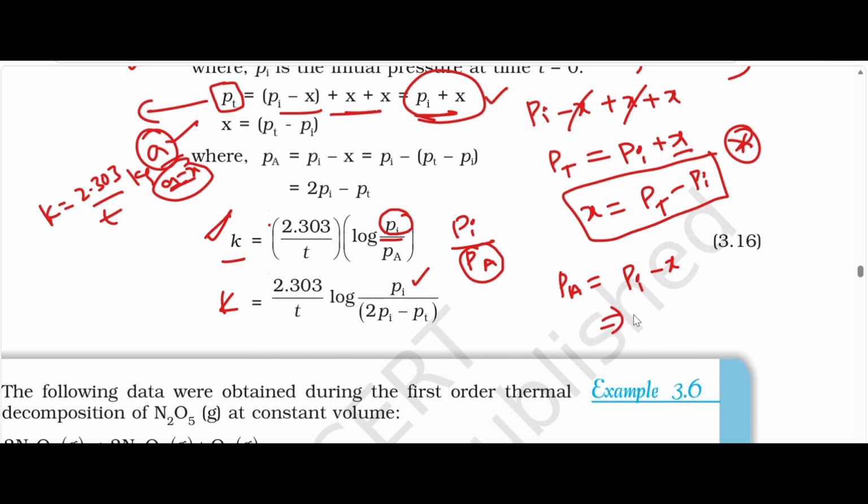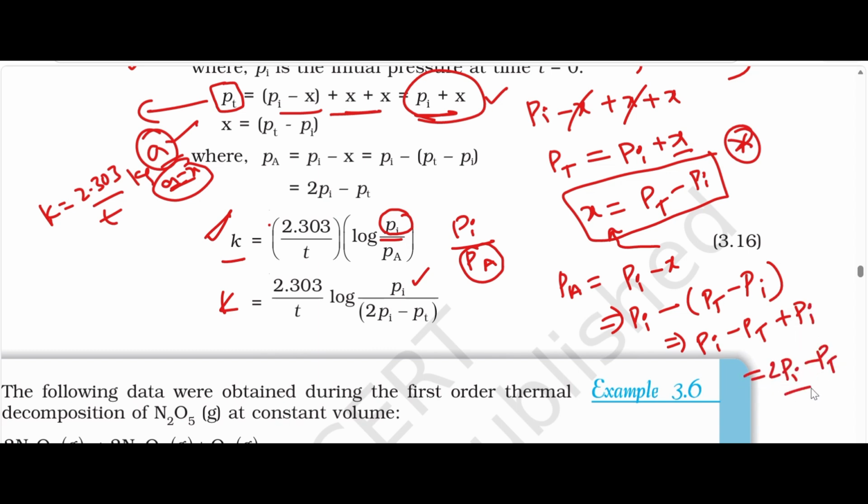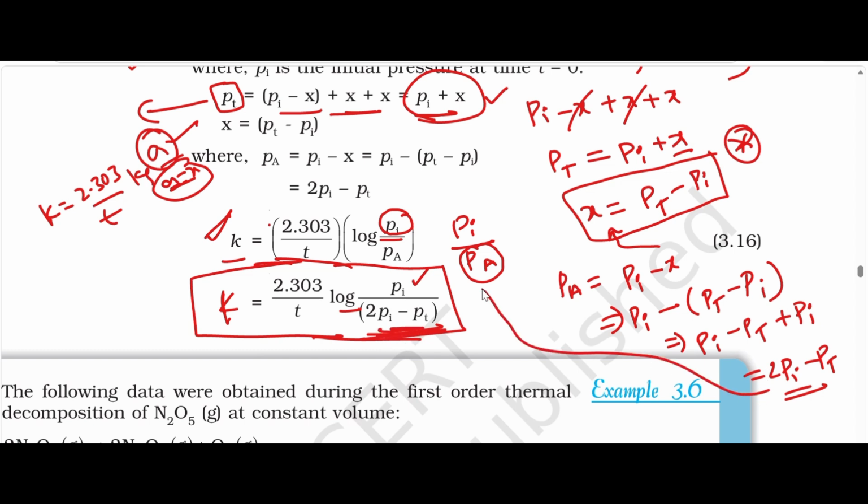Now we know the X value, you can observe here. You can substitute X as Pt minus Pi. Therefore, Pi minus Pt plus Pi, that means 2Pi minus Pt. So the gaseous phase first order rate constant will be 2.303 by T log Pi by 2Pi minus Pt. Clear? Right.